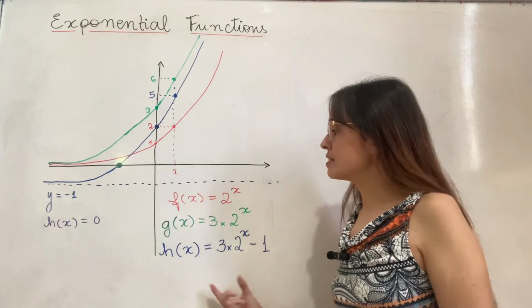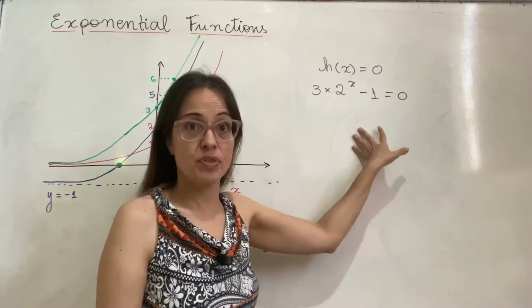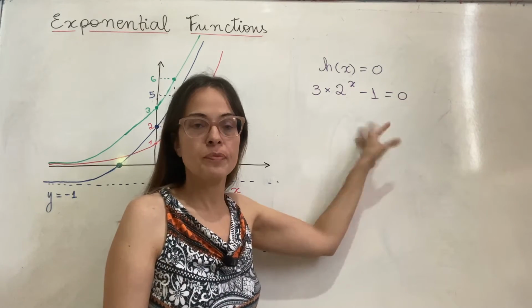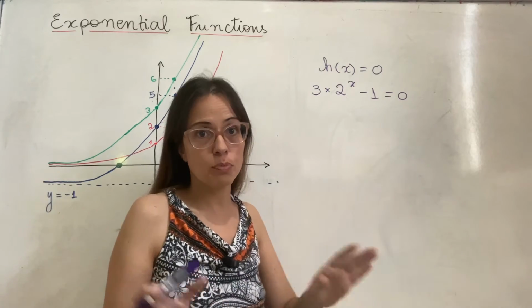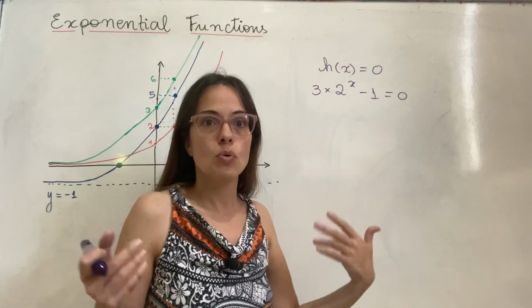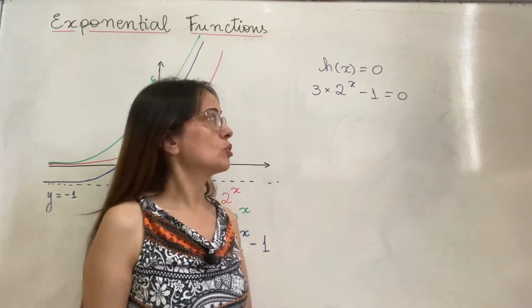But in this case, h of x is this function right here. So this is the equation that you want to solve. Well, let's go ahead and do a bunch of inverse operations here on both sides of the equation to see what happens in the end to the value of x. We start by adding 1 on both sides.